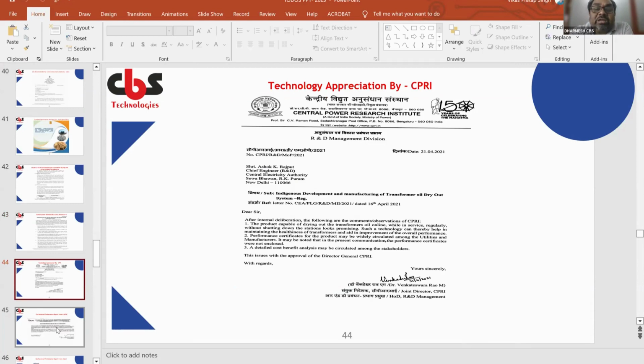This is the recommendation of CPRI to put transformer dry-out systems in all of the power transformers.